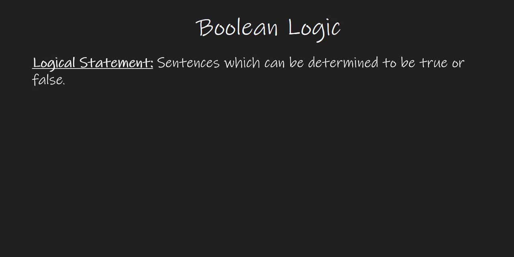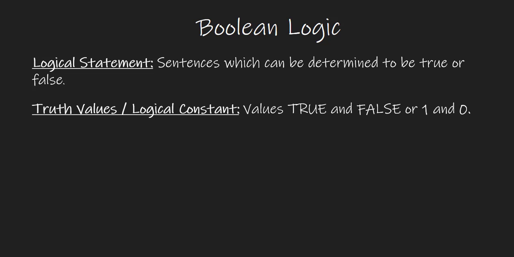So the sentences which can be determined to be true or false are known as logical statements, and the values true and false are known as truth values or logical constants. We can also represent true by 1 and false by 0. So the truth values or logical constants are the values true and false, or 0 and 1, where 1 is representing true and 0 is representing false.